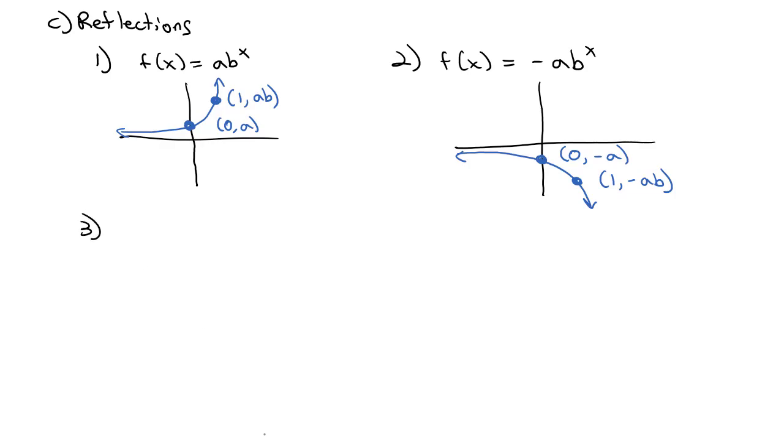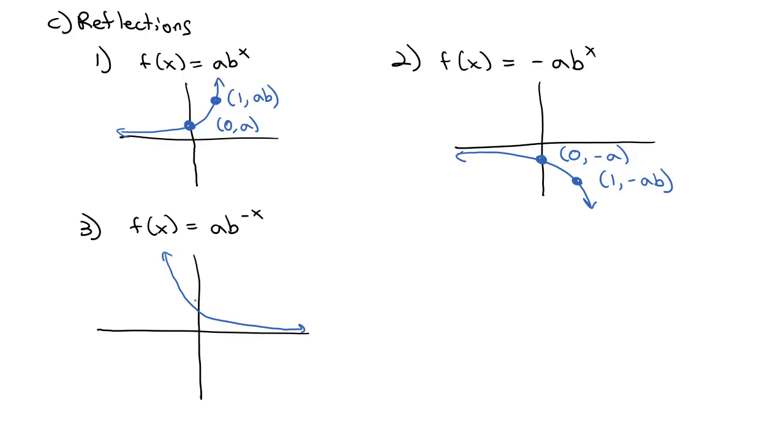Third option is if we just make the x part negative. If we have f of x equals ab to the -x, now what we're going to see is a reflection across the y-axis. It's almost going to look like a graph where the b is less than 1. In this case, it's going to come down from infinity and level off at 0. We're still going to have a point at 0, a, but now the second key point is on the other side. It's at -1, ab.